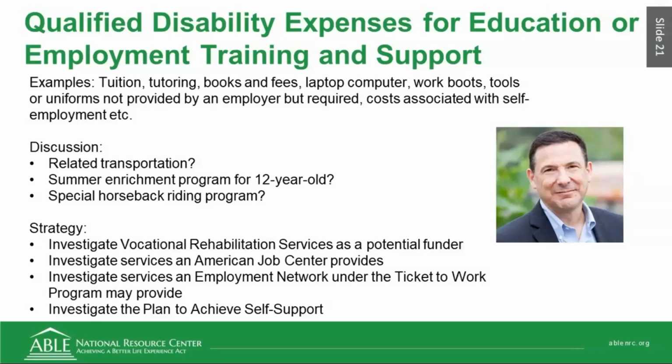You don't have to tap into that ABLE program if there's other funding available. So you're going to want to exhaust other potential resources first, so you save those precious ABLE funds to pay for things that can't be otherwise funded. So look at the special education program, look at the vocational rehabilitation agency, investigate what an American Job Center may provide, or an employment network under the Ticket to Work program.